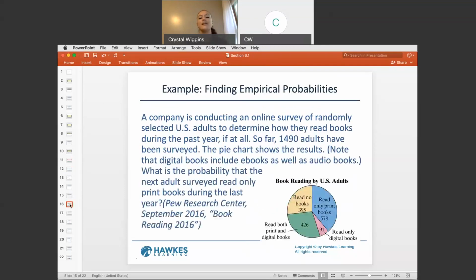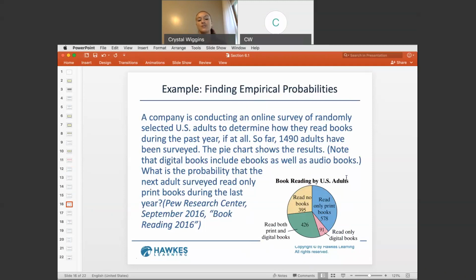Another example, a company is conducting an online survey of randomly selected US adults to determine how they read books during the past year, if at all. So far, 1,490 adults have been surveyed. The pie chart that we have here shows these results. And we want to calculate the probability that the next adult surveyed would read only print books during the last year. So in order to do that, we know that there is a total of 1,490 observations.